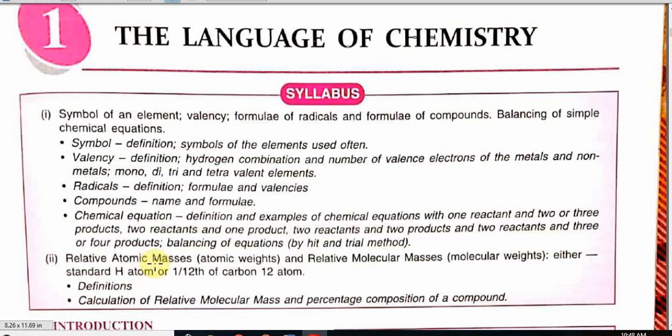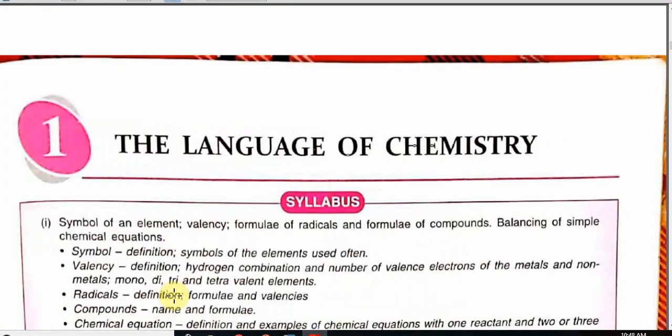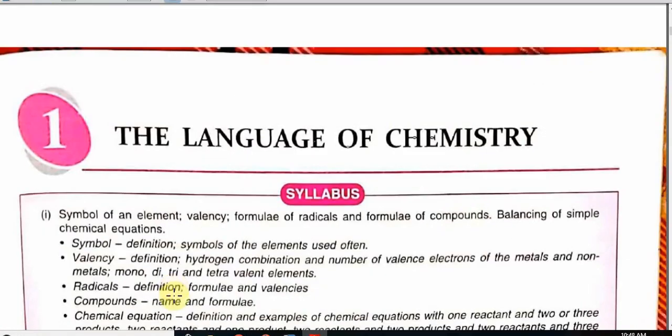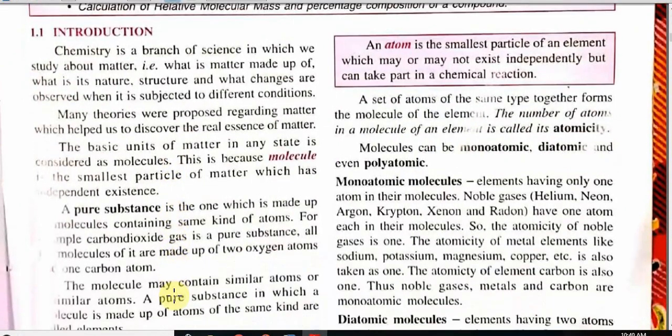Relative atomic mass, that is RAM, and relative molecular mass, that is RMM, or molecular weight, either a standard hydrogen atom or 1/12 of carbon-12 atom. Definitions and calculation of RMM. So students, we will directly go to the chapter. Please pay attention to the left hand side of your screen where the cursor is.